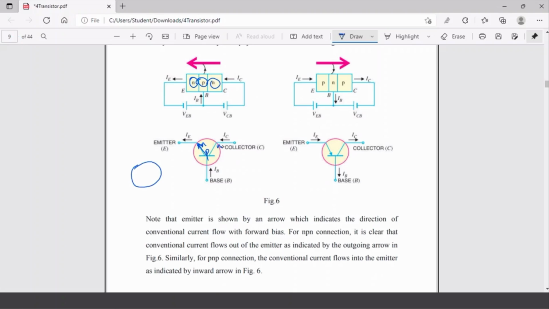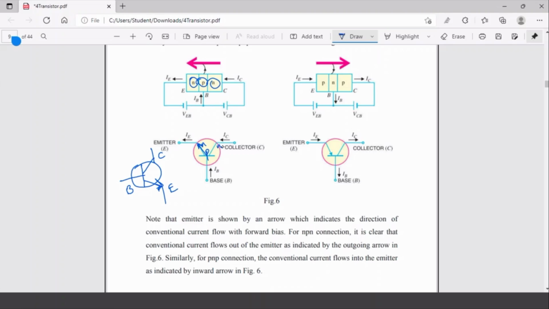We also draw it in this particular fashion, with the collector, base and emitter. If you rotate this, you will get this type of representation.